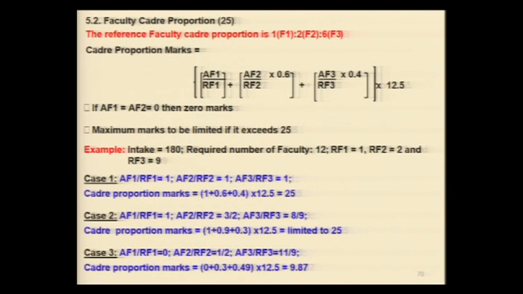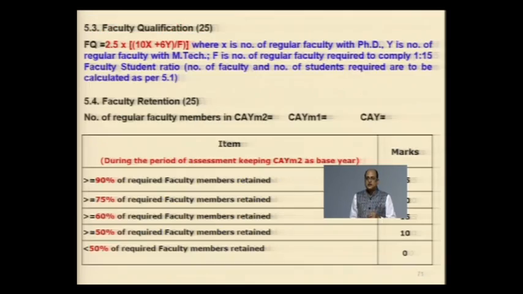For example, if AF1 by RF1 equals 0, that means there is no professor available. In the case of associate professor, they require 2, but they have 1. However, in the case of assistant professor, they require 9, but they have 11 assistant professors. Still, if you see their marks, they only get 9 marks out of 25. So we have built that mechanism where they cannot show more assistant professors overall than the required numbers.